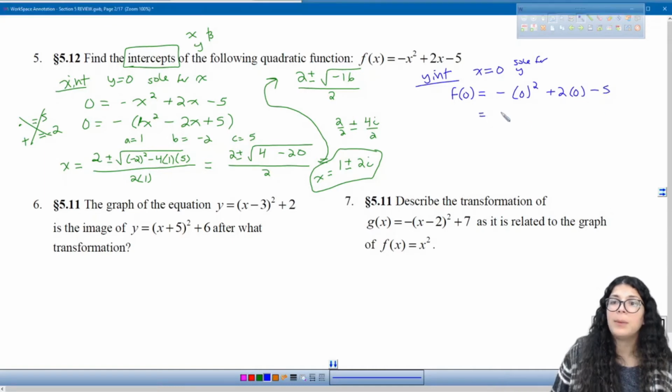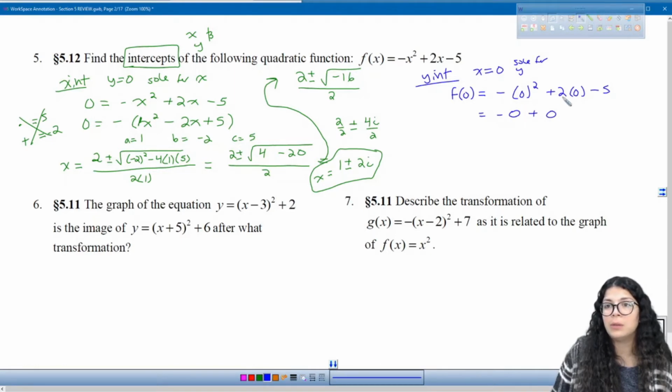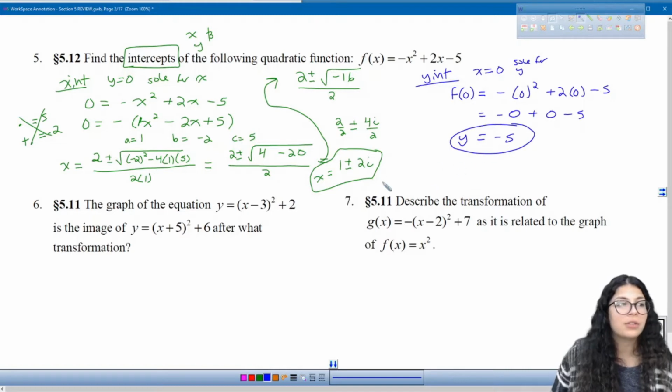Okay, and we have to be very careful, right? Exponents first, so 0 squared is 0. So we have negative 0 plus 0, 2 times 0 is 0, minus 5. Now negative 0 plus 0 is 0, 0 minus 5 is negative 5. So my y-intercept is negative 5. You can write just the number itself, or you can, of course, write it as an ordered pair.